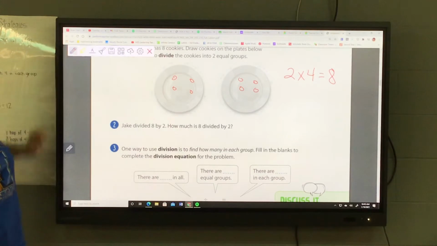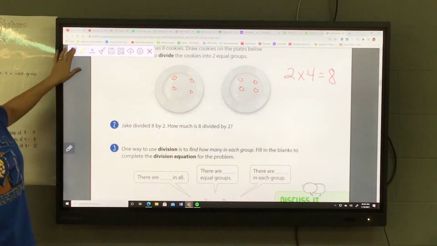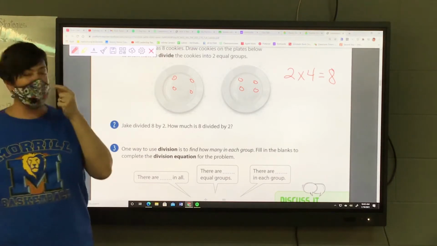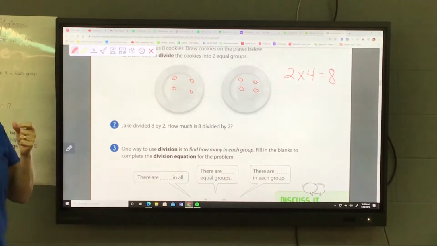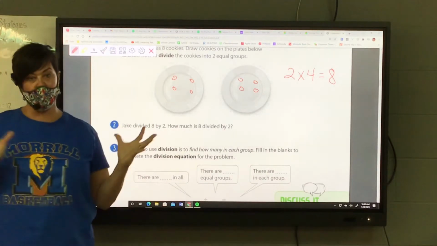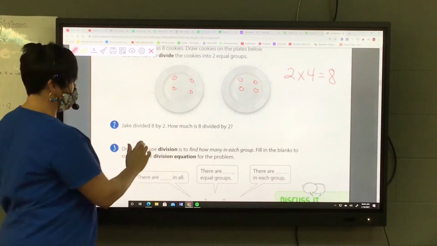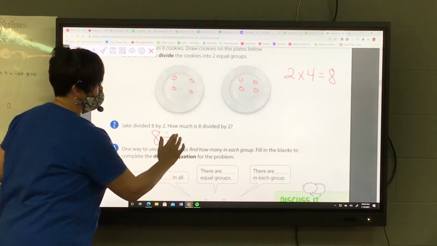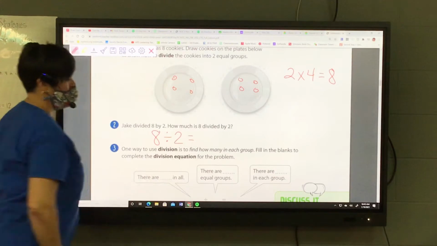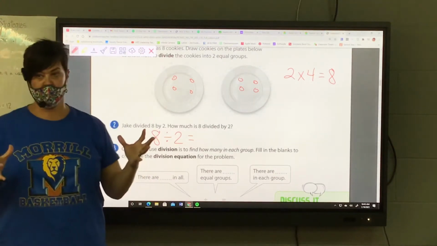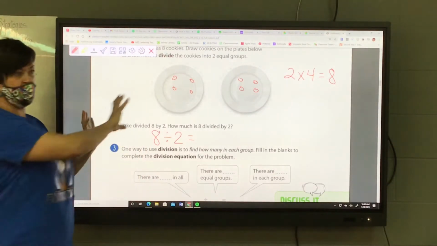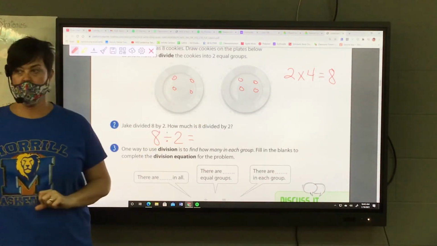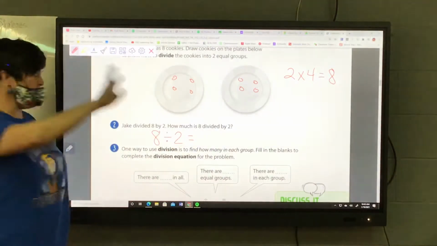Now, take a look at this next part. Jake divided 8 by 2. So he had 8 cookies all together, and he divided it by 2. So this is what Jake did. He has 8 cookies total. Split those into 2 groups. How many are in each group? Everybody? 4.